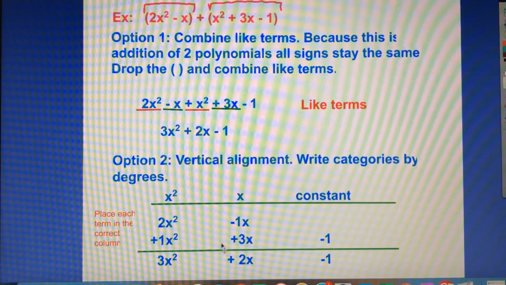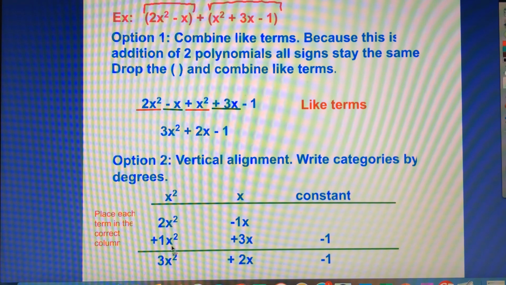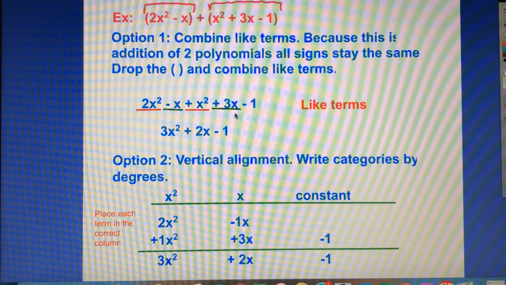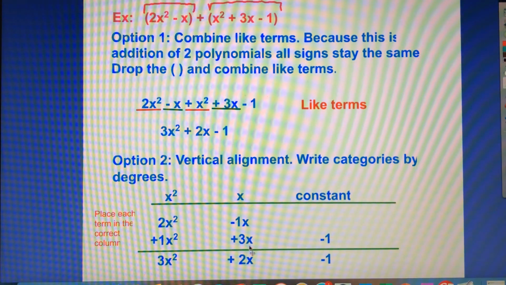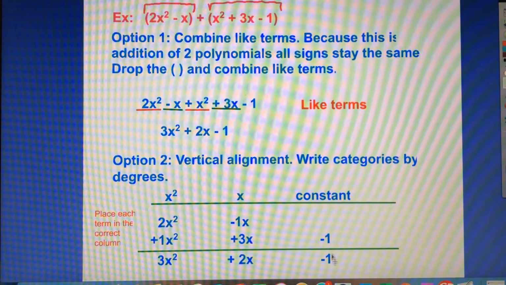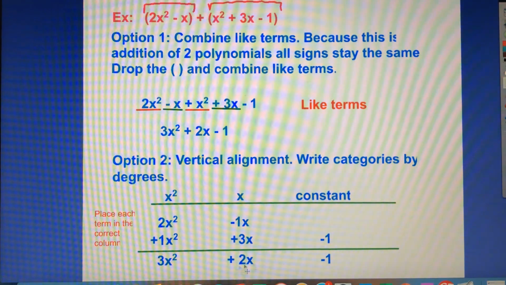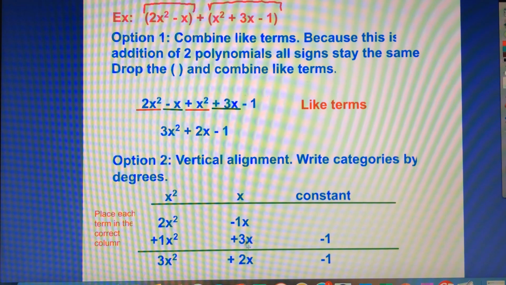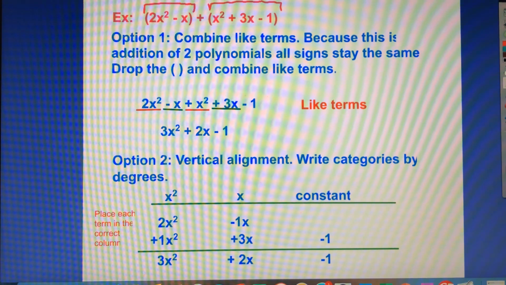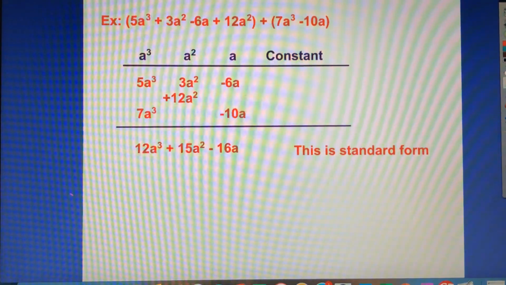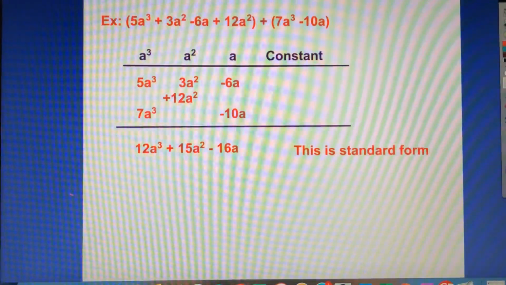Positive 1x squared, I put it in the x squared column. Positive 3x, I bring down and put it in the x column. And the constant, negative 1, is in the constant column. Now all I do is add up each column and combine them together. 3x squared plus 2x minus 1. Simple. Here's one that you can try.